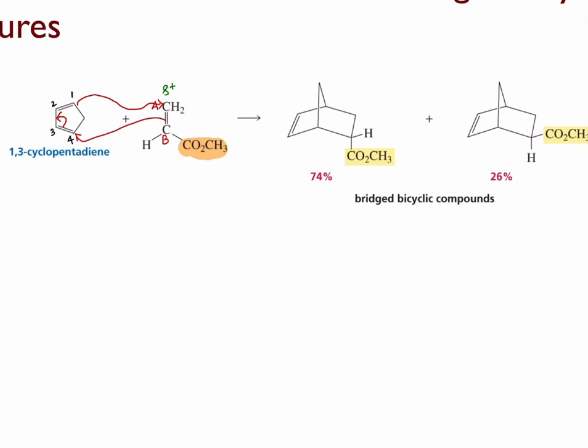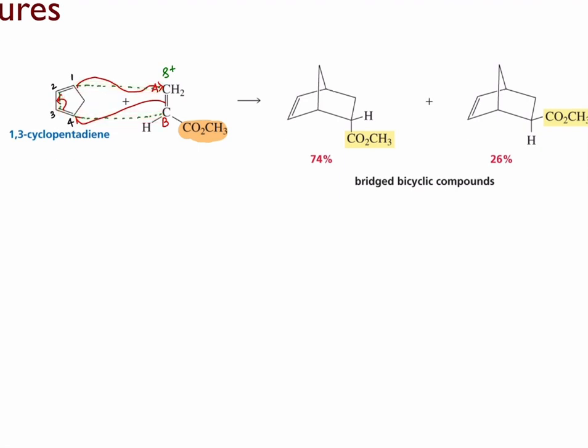So we'll be creating a new bond between carbon 1 and carbon A, and this bond is going to break, and there will be a new bond between carbon 4 and carbon B. And there will be a new pi bond between carbon 2 and carbon 3. So these are the new bonds that are created. Let's write down the product that is obtained.